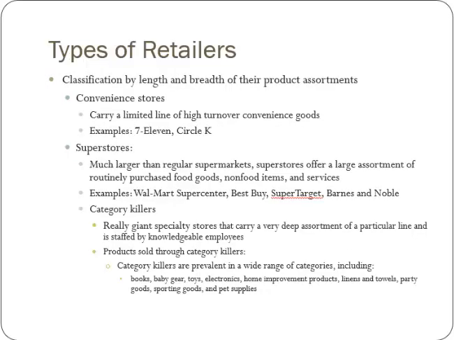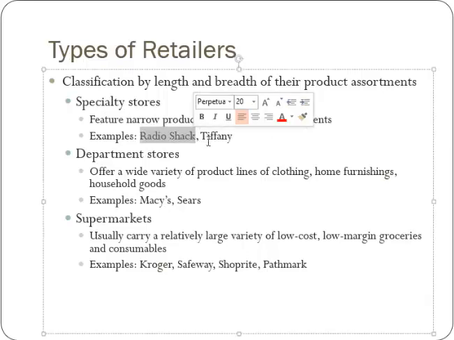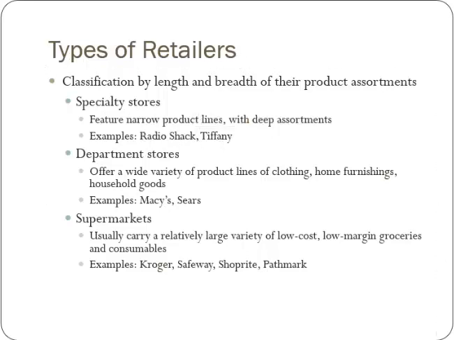Then you can also look at retailers based on what they sell. You can look at them in terms of specialty stores, department stores, or supermarkets. Specialty stores sell individual products. Radio Shack sells electronics. Clothing stores sell clothing, of course. There are department stores that have different departments for many different types of goods. Clothing, home furnishing, household goods. Macy's, Sears, JCPenney, of course, are examples of department stores.